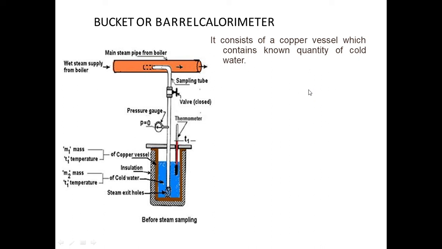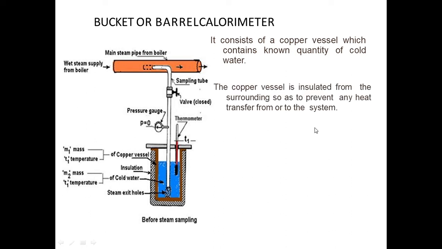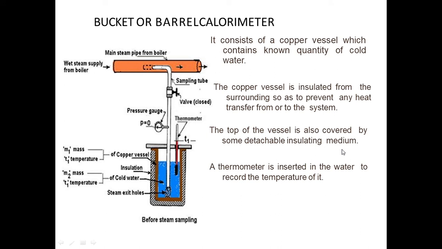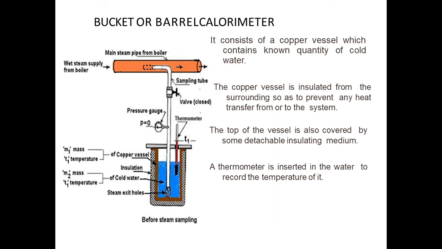I have sorted out some points which will be helpful for all of you. Instead of remembering this, I will share this PPT with you also, so you can read it. It consists of a copper vessel which contains a known quantity of cold water, that is M2. The copper vessel is insulated from the surroundings so as to prevent any heat transfer from or to the system, and the top of the vessel is also covered with a detachable insulating medium, so that heat loss is not there. You will have one thermometer inserted inside that water to record the temperature. So this is all about the construction of the barrel type calorimeter.